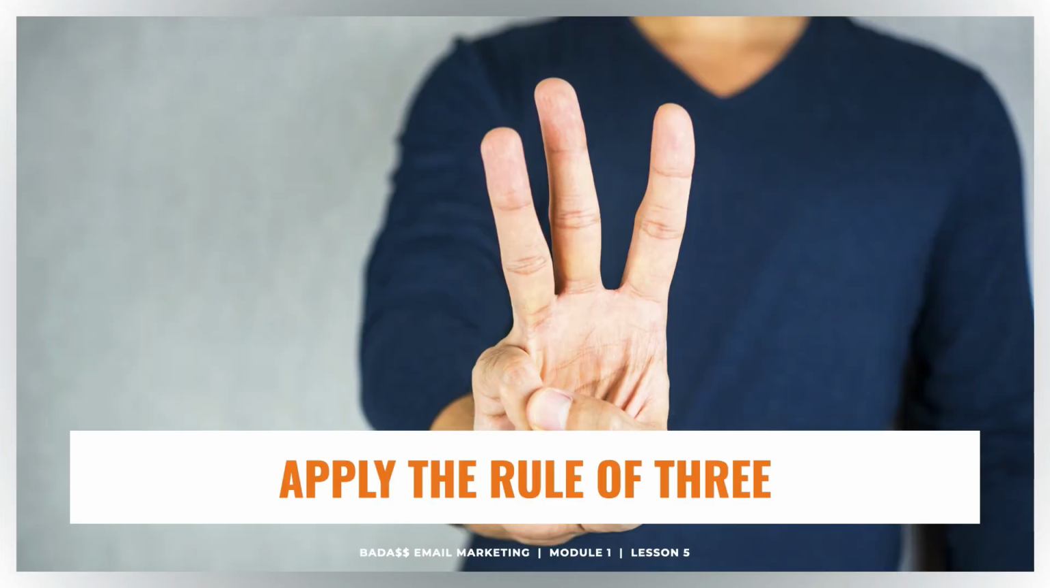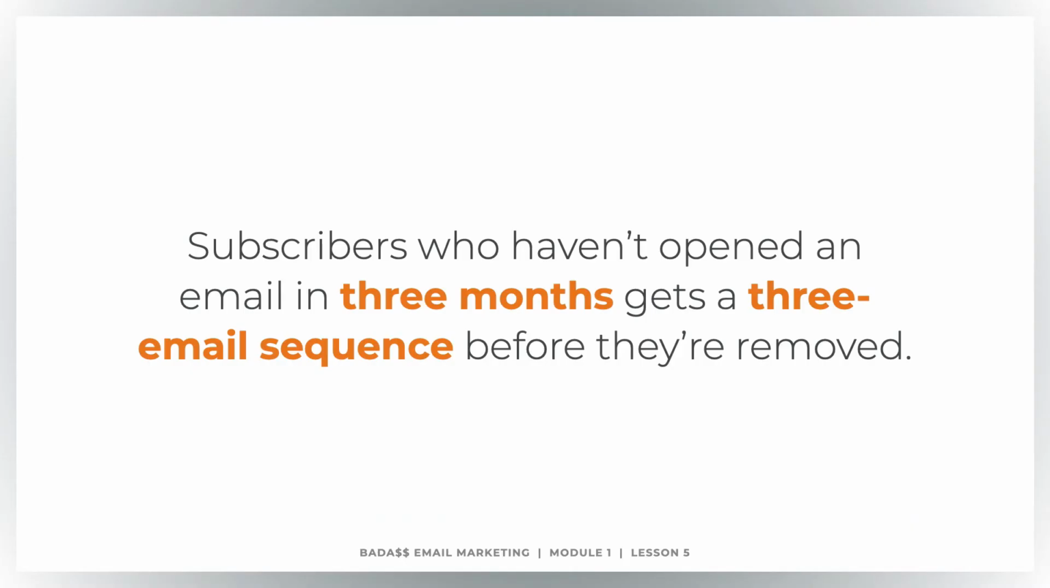Now, you're going to apply the rule of 3 here. I like this rule of 3. It happens to be a 3-step process, so we have 3s everywhere, so it's easy to remember. Subscribers who haven't opened an email in 3 months get a 3-email sequence before they're removed. So again, 3 months, 3-email sequence. And that's the process. We're going to talk about it in a second. But just understand that and keep that in your mind.